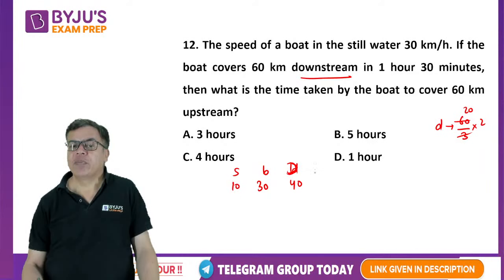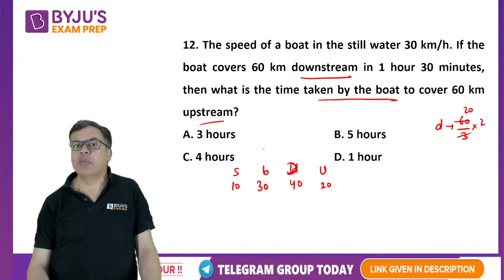So what is the time taken by the boat to go 60 kilometers upstream? So 60 by 20, that is 3. So 3 hours it will take.